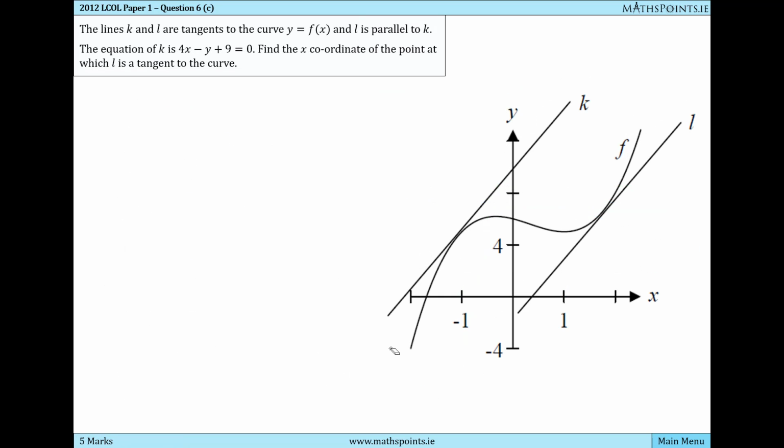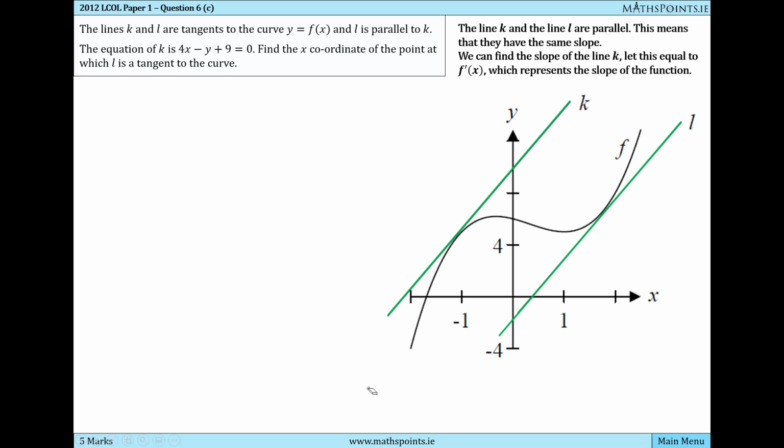The C part of the question tells us that the lines K and L are tangents to the curve and L is parallel to K. So we can see K and L here, and they both touch the curve in one place, and both these lines are parallel. Now we know that if these two lines are parallel, they have the same slope. So we're going to find the slope of line K, and we're going to let that equal to the derivative of the function, which is a representation of the slope of the function, to find the other x value that gives that same slope.